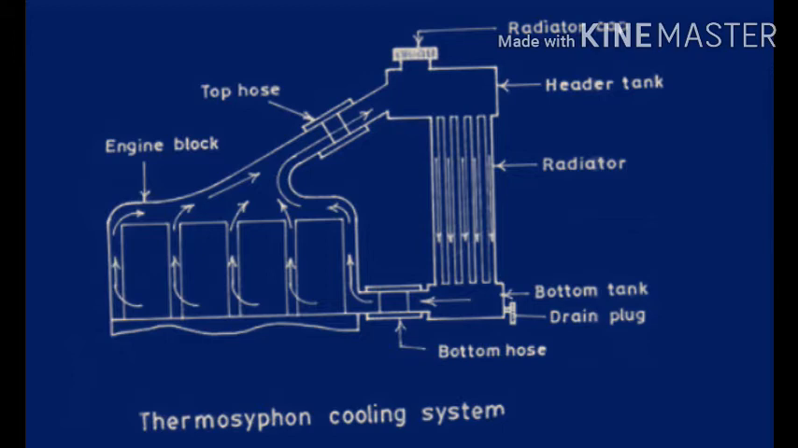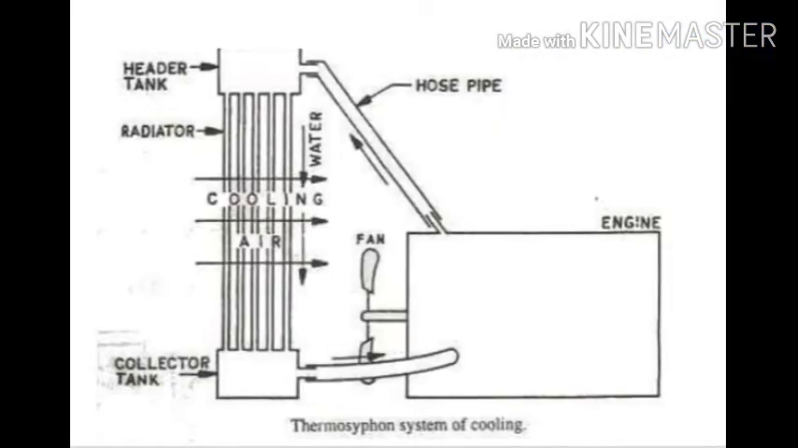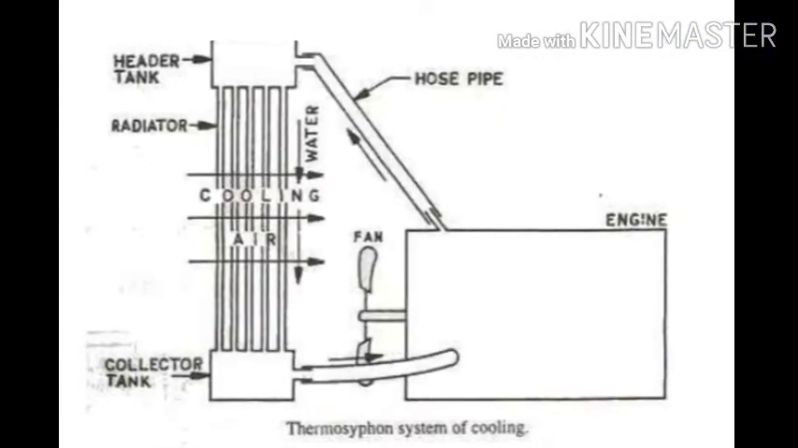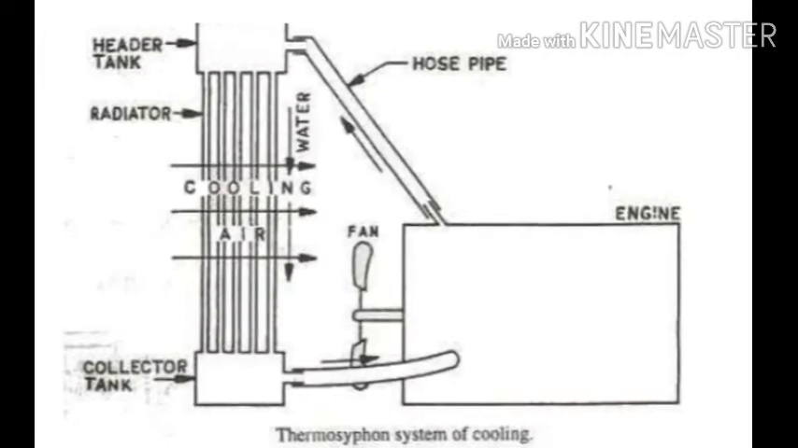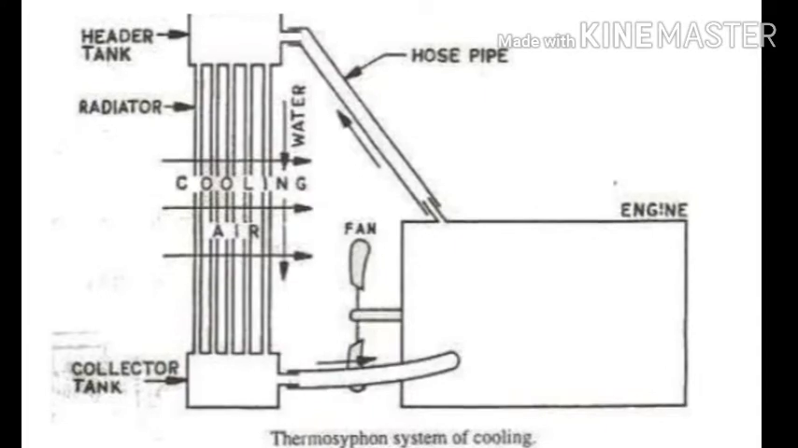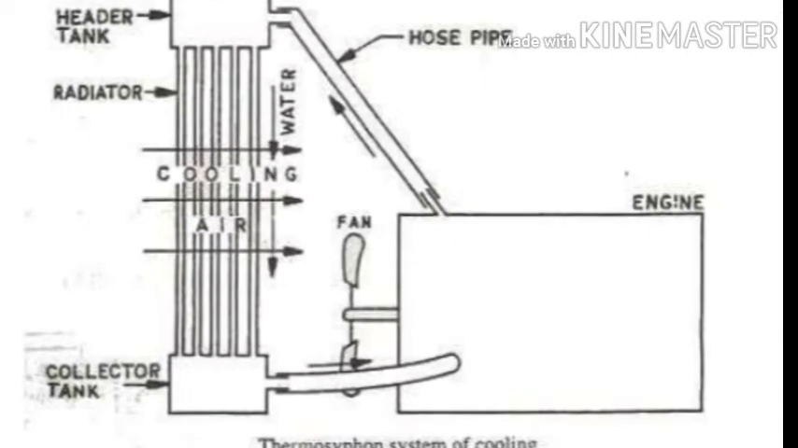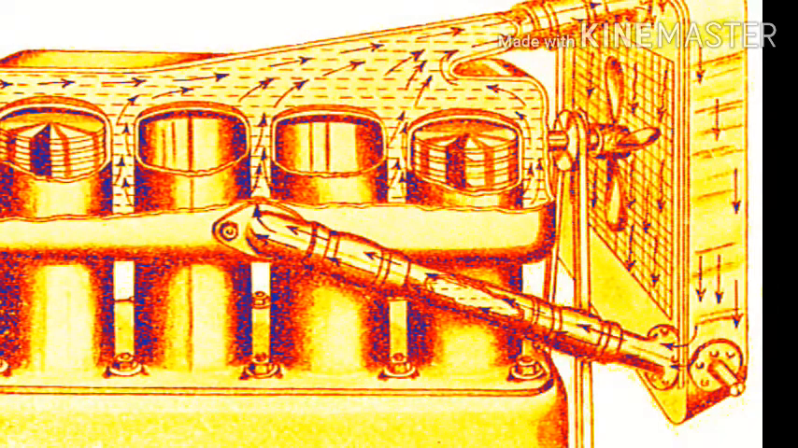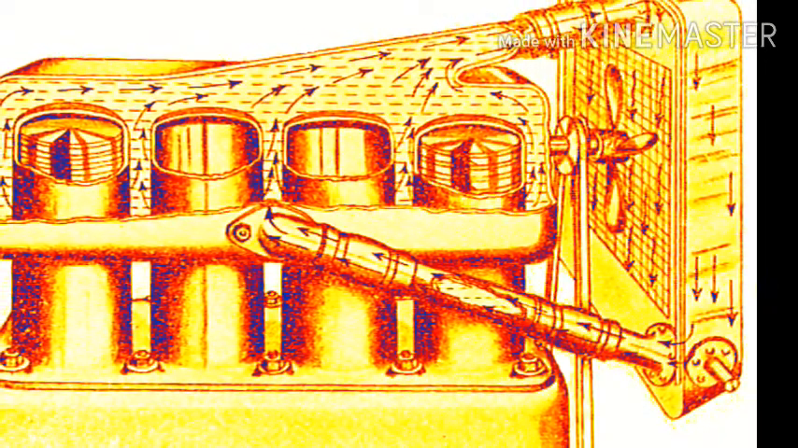The rate of heat transfer is directly proportional to the rate of water circulation. Some of the thermosiphon systems also used cooling fans to increase this rate of cooling. These fans, as you can see on your screen, were driven by belt and pulley by the crankshaft. The thermosiphon system has its own advantages and disadvantages.